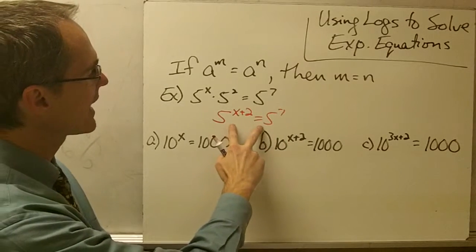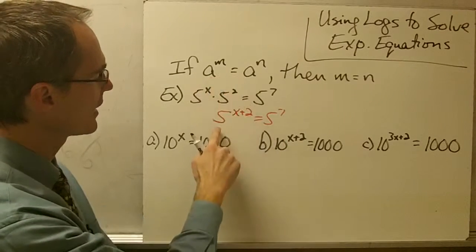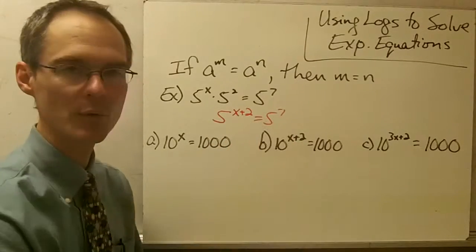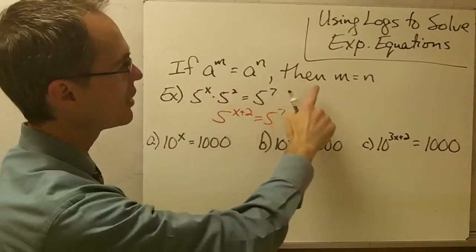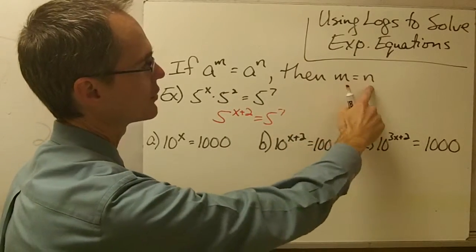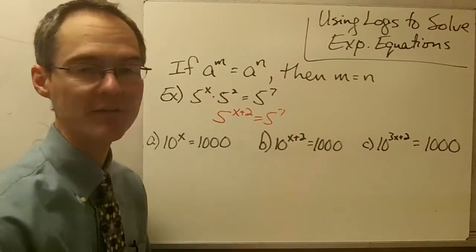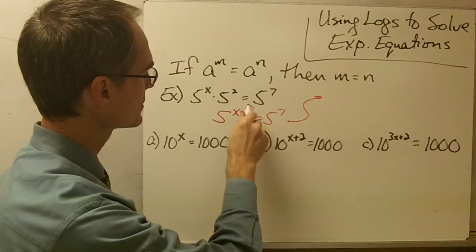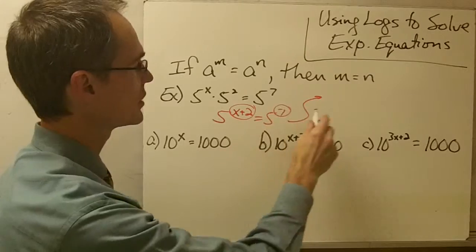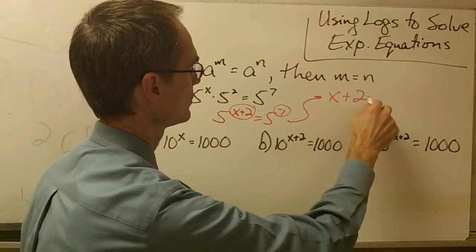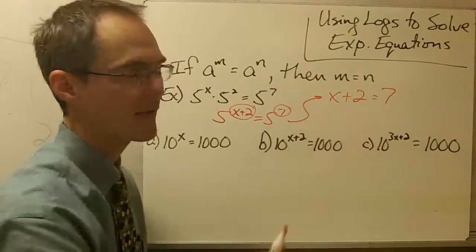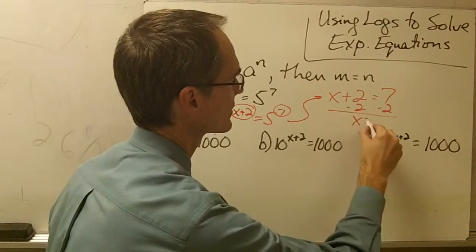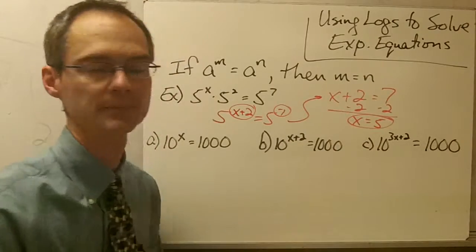Well, now I can see that I have exactly this situation right here. I've got a number raised to a power equals that same number raised to a different power. So I know, therefore, that the two powers, that is, these two exponent values, have to be equal. So I can just set the exponents equal to each other. So x plus 2 equals 7. And now I have a simple equation that I can solve. Subtract 2 from both sides, and I have x equals 5.